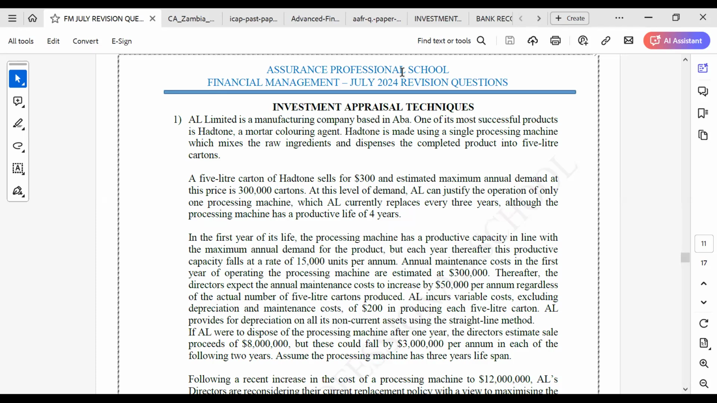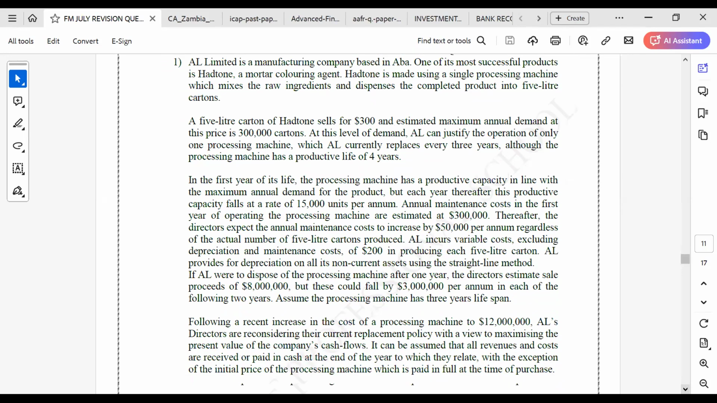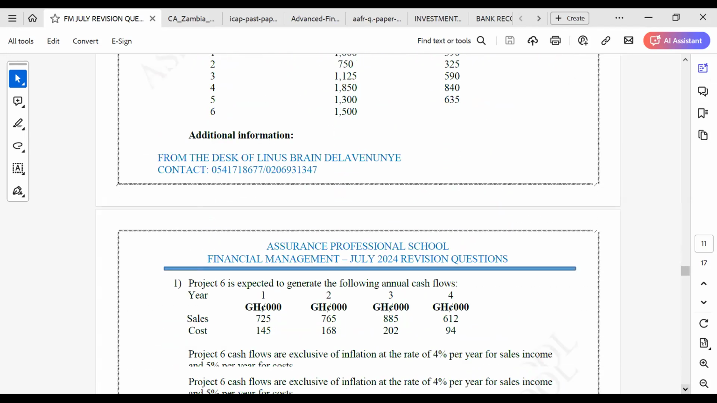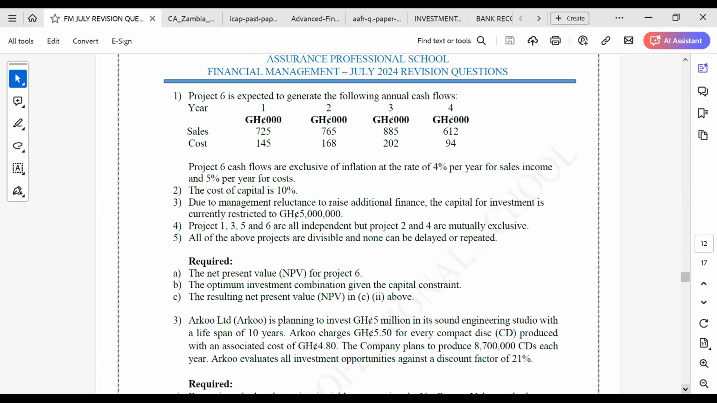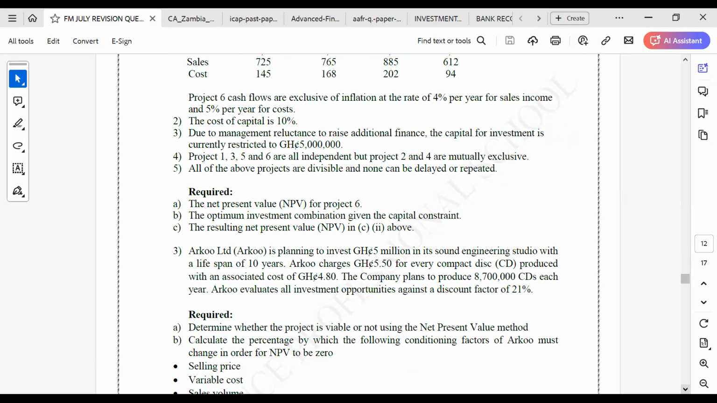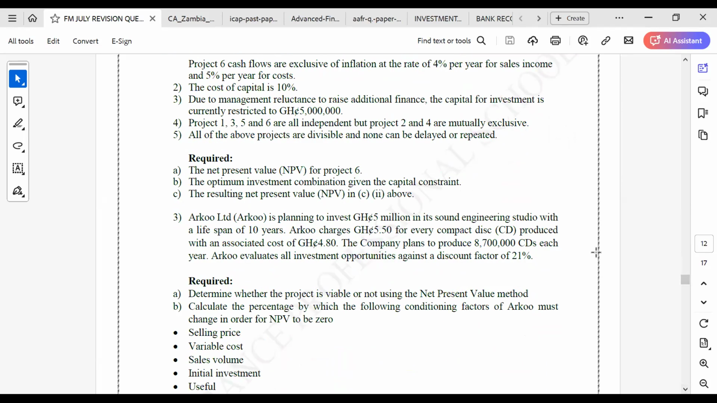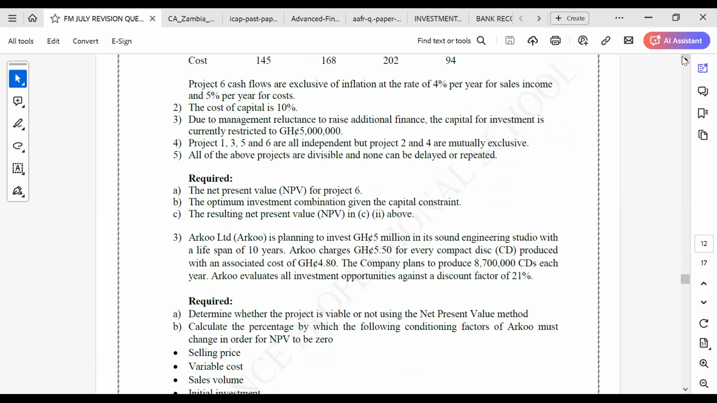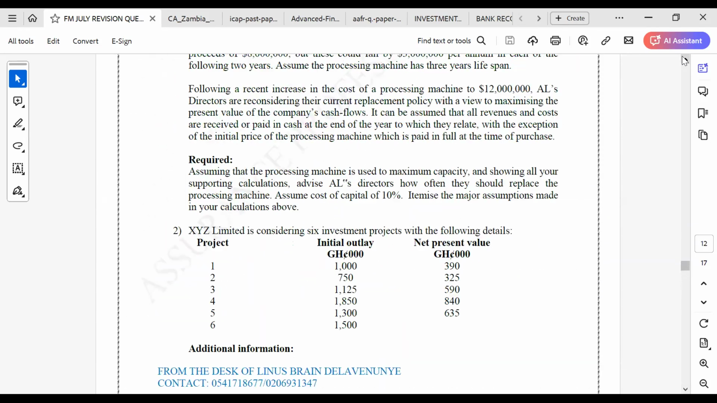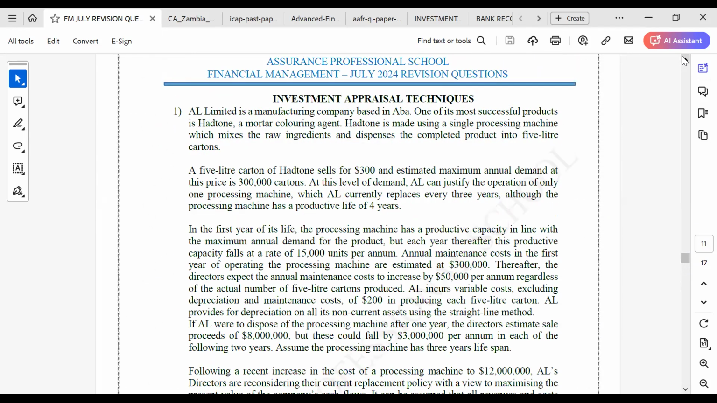You just have to revise those ones again. But we are going to be picking questions on a few of them, and we see how we can go about each of them and see the way forward. Let's look at question number 1, which is on asset replacement decisions.